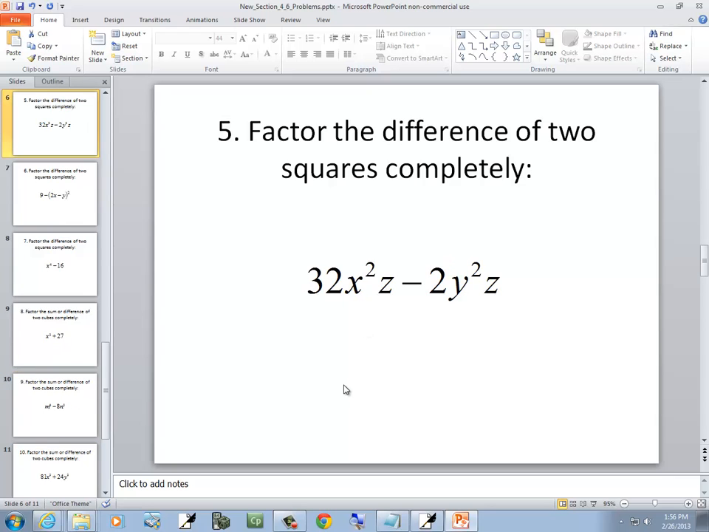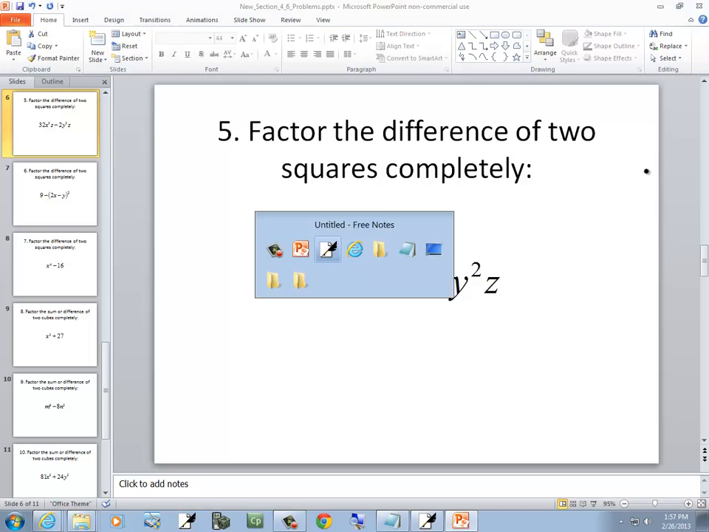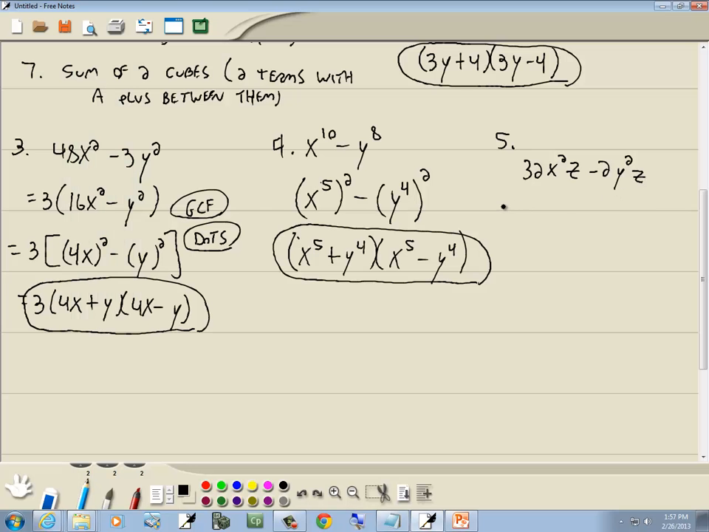Let's take a look at this one. We're still on difference of two squares. 32x squared z minus 2y squared z. Well, first thing we do is look for GCF. 32 and 2, they're both divisible by 2, and they both have a z. So I'll factor that out. 32 divided by 2 is 16, x squared, and that z's gone. Minus, that 2's gone, and that z's gone, so we've got y squared.